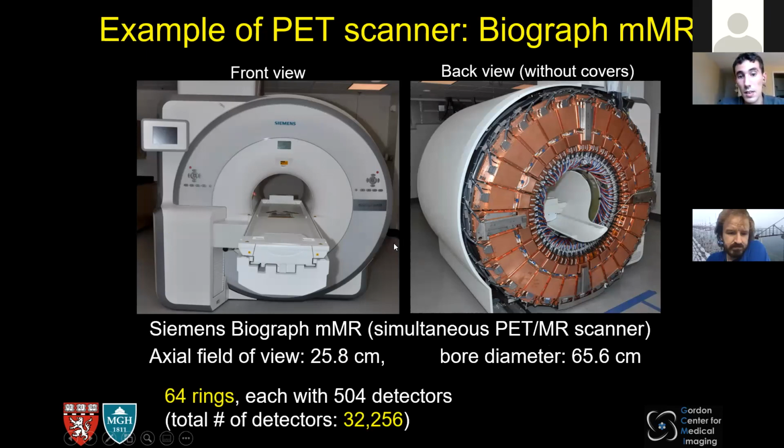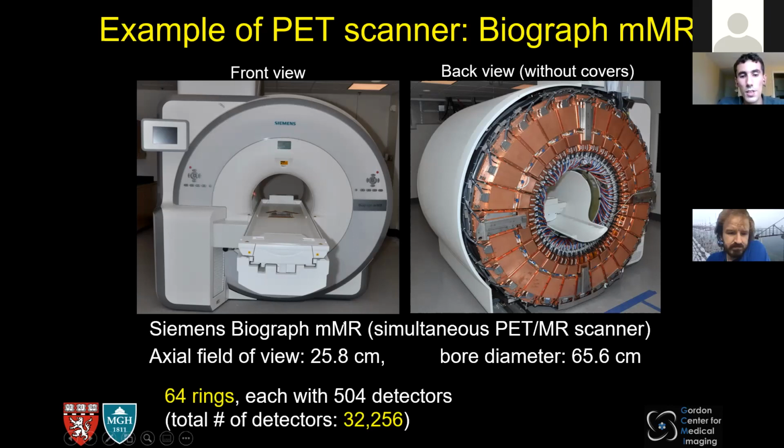And it actually allows you to acquire simultaneously the MRI images and the PET images. So you actually have a PET scanner here that is inserted within a 3 Tesla magnet, okay? So you can imagine the engineering that was necessary to achieve that, to have a fully functioning PET scanner inside a 3 Tesla magnetic field. It's a pretty impressive machine. So it has 64 rings, a total of 32,000 detectors.